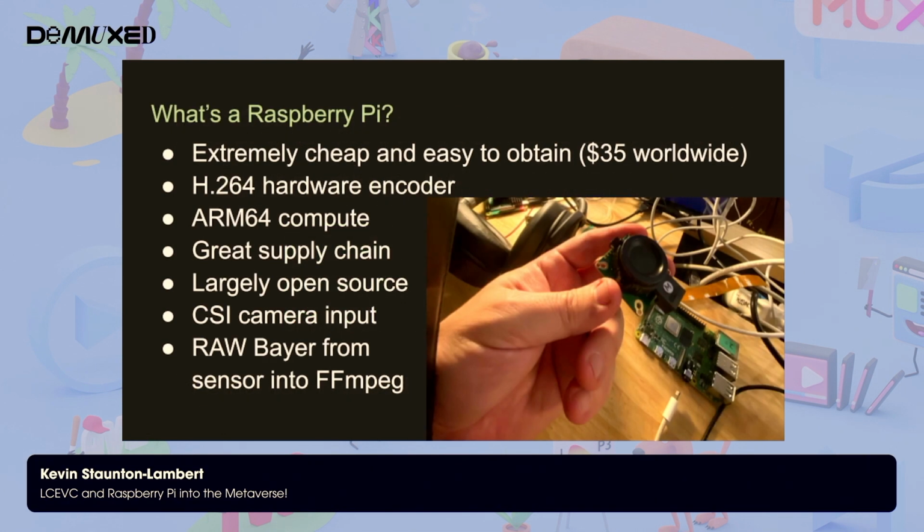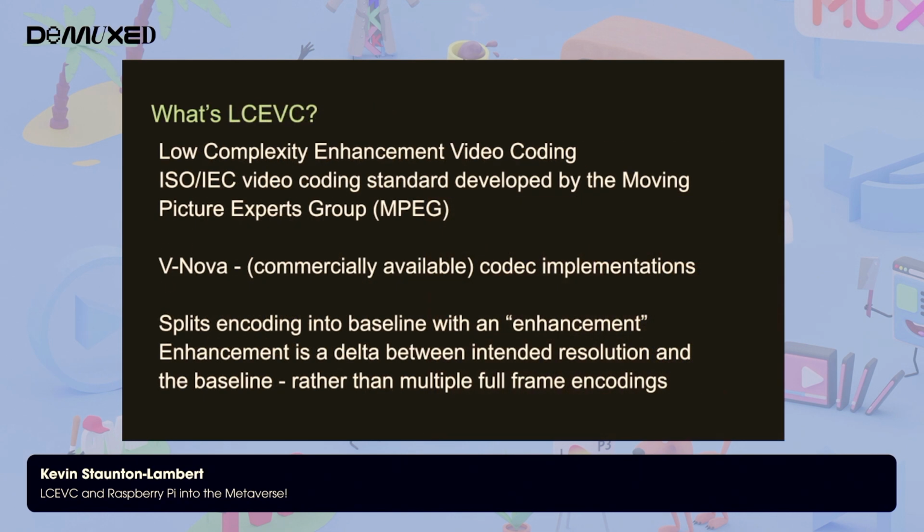So to start with, what's a Raspberry Pi? Most of you already know this, I'm sure, but it's extremely cheap and easy to obtain. Typically it's $35 in most places. It's got an H.264 hardware encoder, it's ARM64 compute, it's got a really good supply chain. It's largely open source, and CSI cameras can be plugged into it, and that gives you a raw Bayer input into FFmpeg.